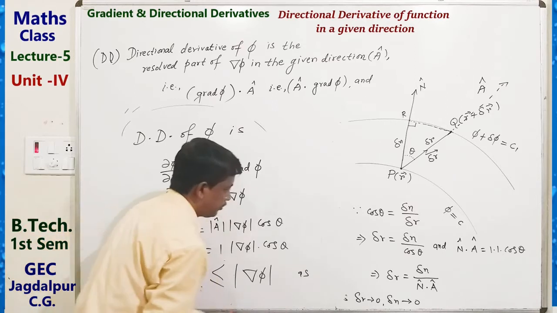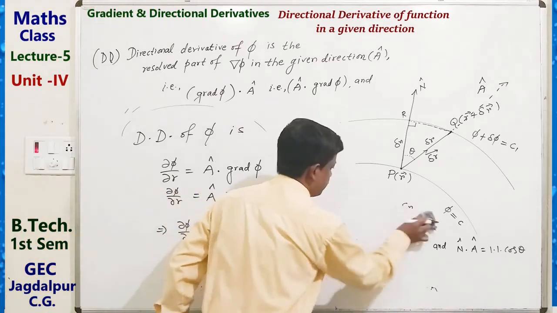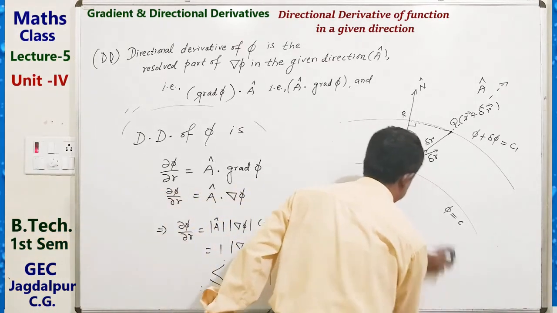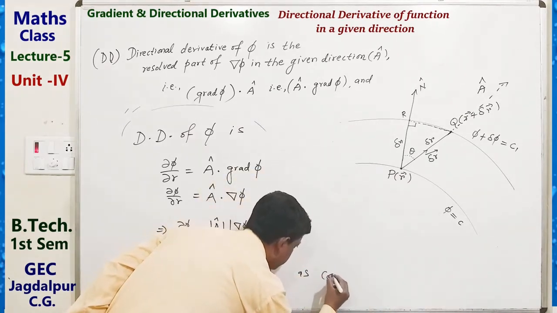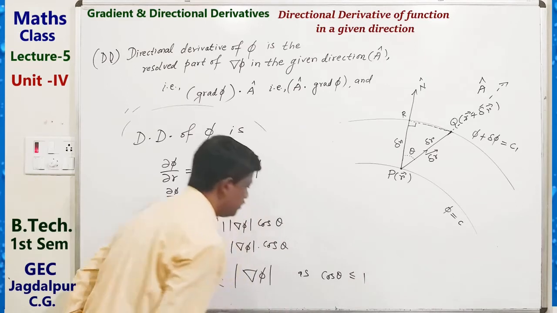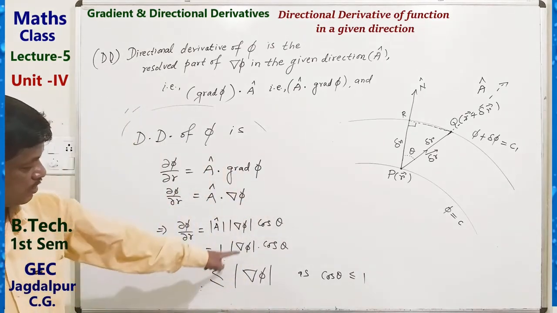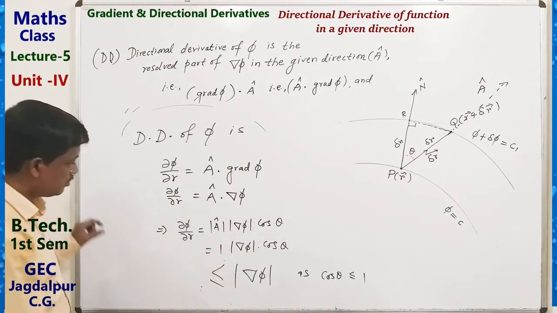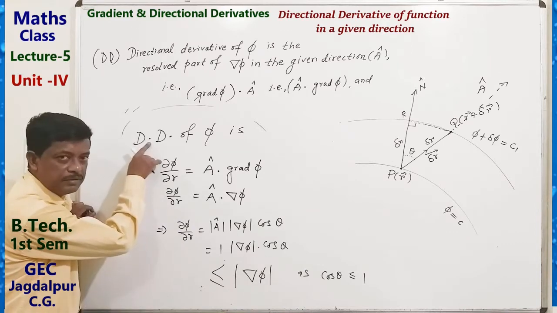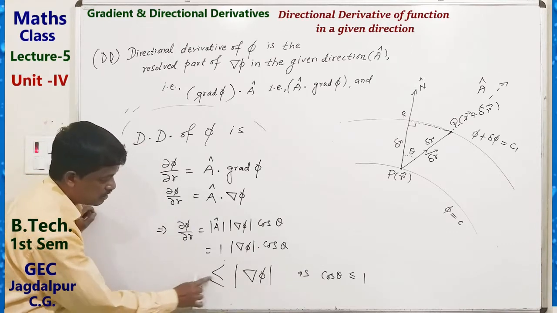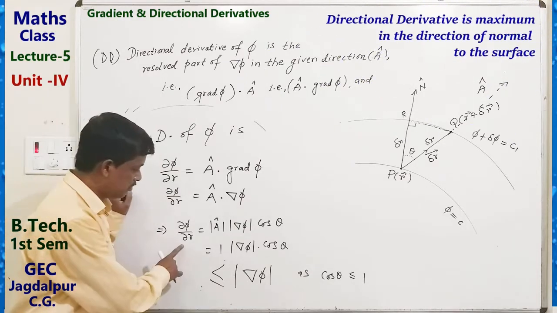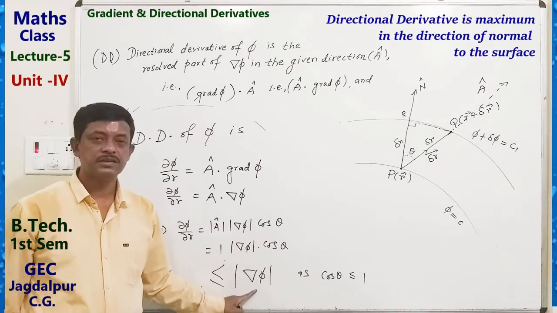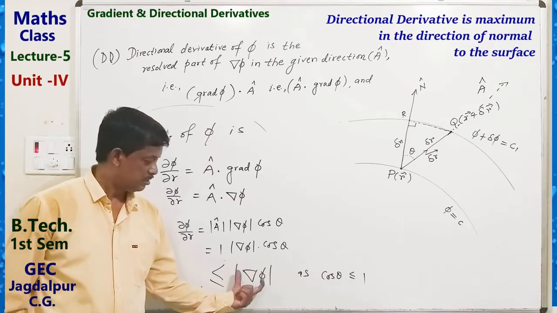as cos theta is less than or equal to 1. So del phi by del r, the directional derivative, is less than or equal to mod del phi. That is the directional derivative. The maximum value of the directional derivative is mod del phi.